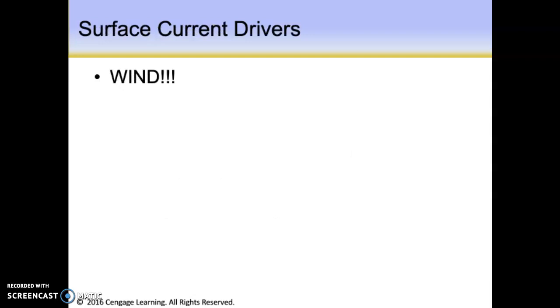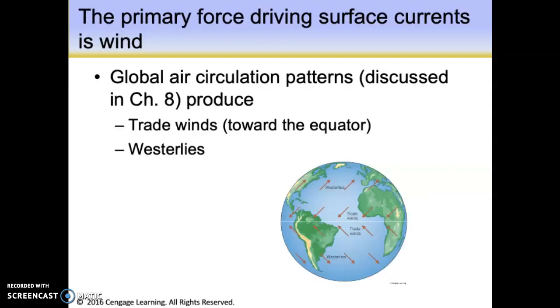with respect to currents. So for the surface currents, the primary driver, number one, top of the list, is the wind. When we look at global air circulation, which we discussed back in Chapter 8, and I would encourage you to go back and look at those global wind patterns in Chapter 8 to understand this. There are two sets of winds that we're especially interested in for surface currents.